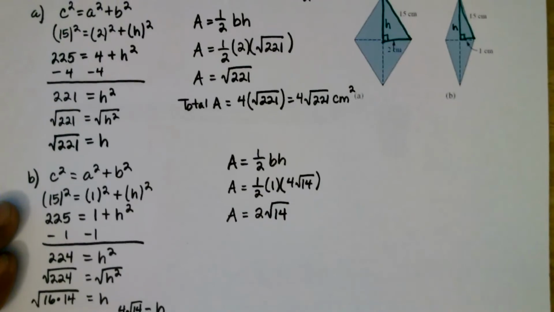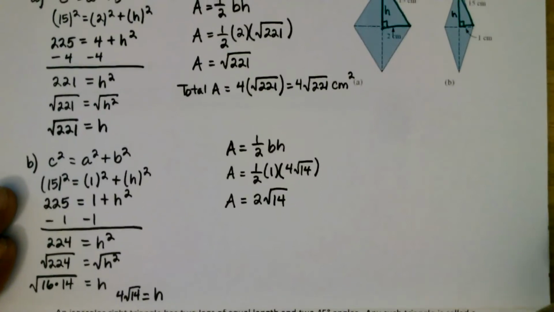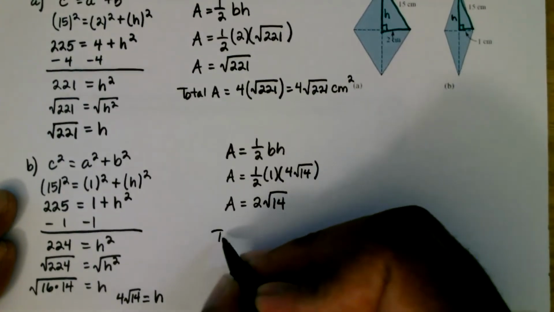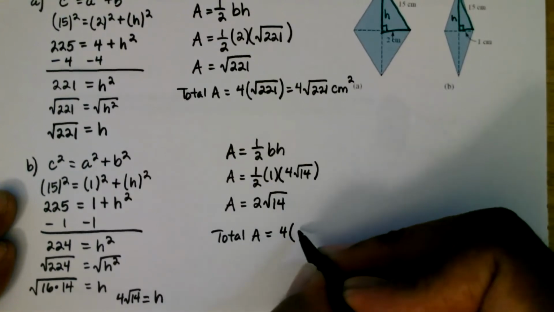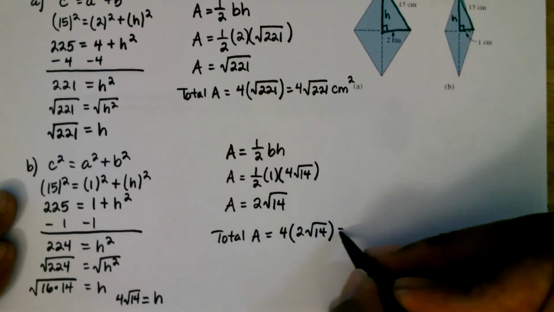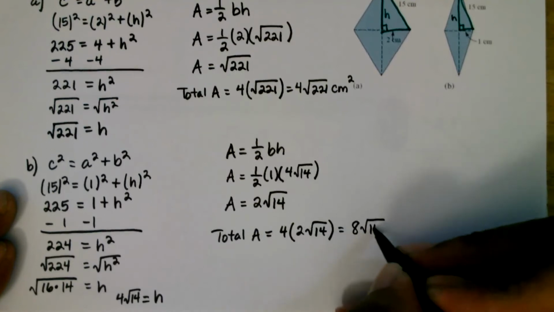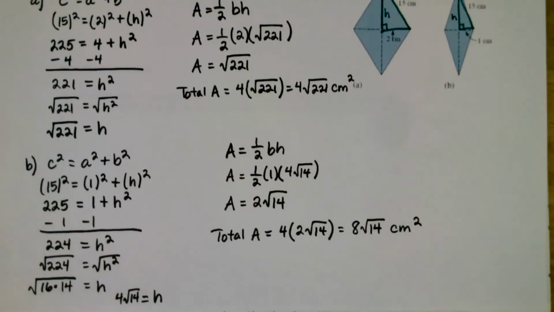That's only the area of a single triangle. We got 4 equal triangles. So that means we need to find the total area by multiplying 4 times 2 square roots of 14. Well, let's do 4 times 2. That's going to be 8 square roots of 14. And this is in square centimeters. All right, so in this case here, the area of this whole rhombus is 8 square roots of 14 square centimeters.